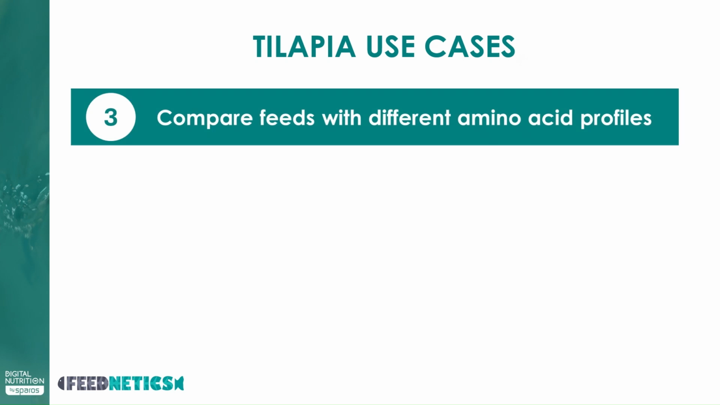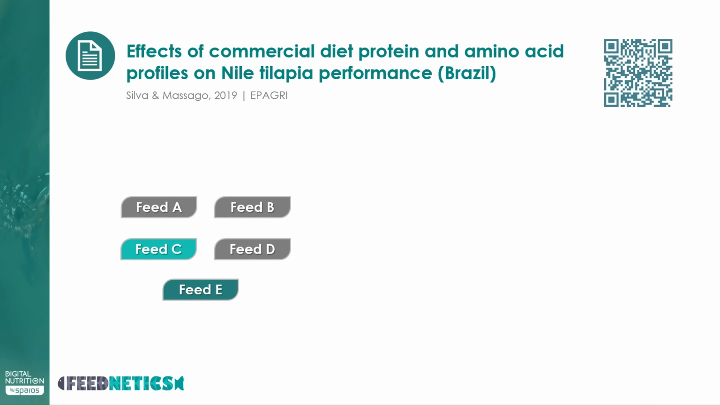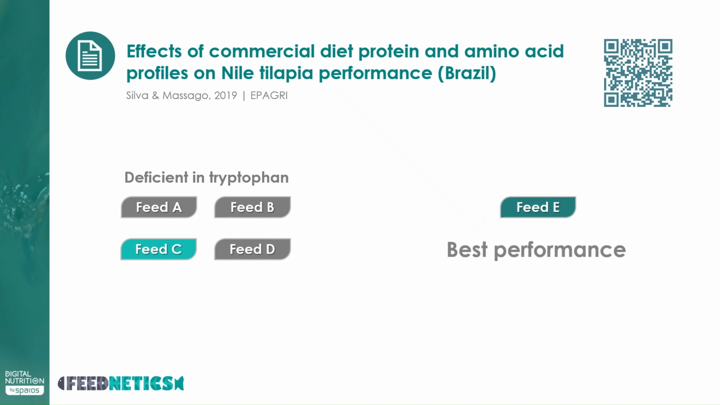Now, in tilapia use case 3, we move beyond protein level and focus on amino acid balance. Let's look at the impact of different amino acid profiles on fish growth and economic efficiency. This example was built using data from a published study carried out in Brazil, where 5 commercial diets available on the market were evaluated in Nile tilapia. 4 of the diets were deficient in tryptophan, except for feed E. This nutritional difference had a significant effect on fish growth. This scenario was recreated in FEEDNETICS.